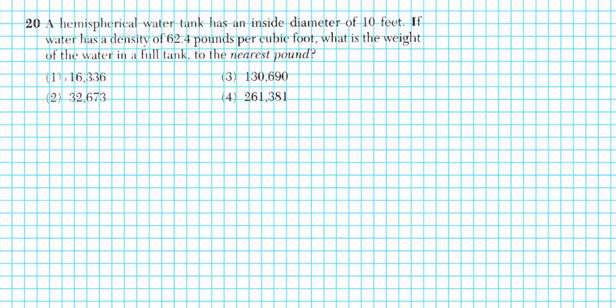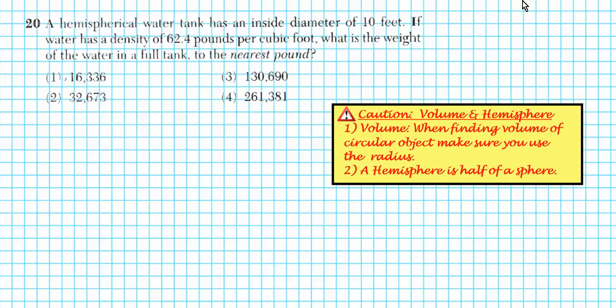It says a hemispherical water tank has an inside diameter of 10 feet. If water has a density of 62 pounds per cubic foot, what is the weight of the water in a full tank to the nearest pound? There are 2 words of caution for this problem I want you to pay close attention to. This has to do with volumes of objects with circular outlines, like spheres, cylinders, circular prisms, and also hemispheres.